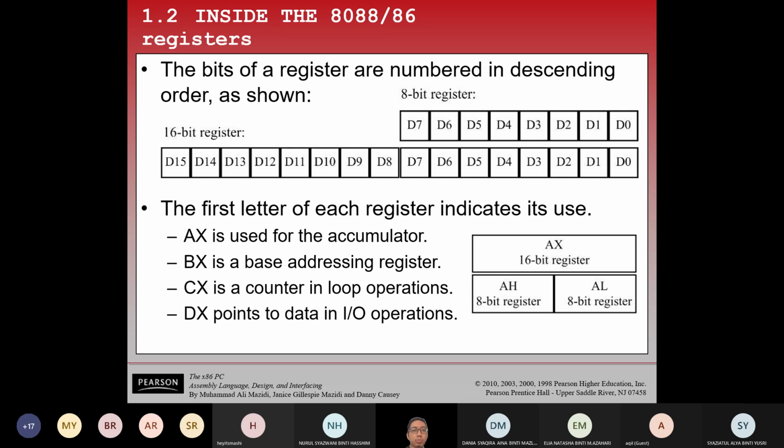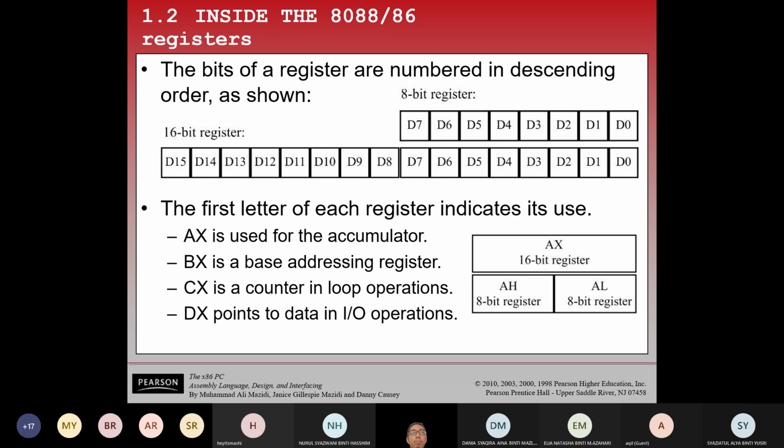We have a couple of names for these registers. We have AX, which we use regularly, and BX, which is a base addressing register. You will learn what that is. CX is a counter in a loop operation, and DX points to the data in an input or output operation. X usually stands for 16-bit.